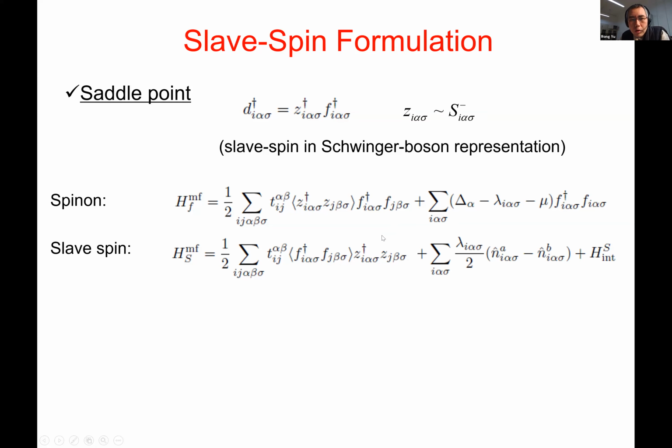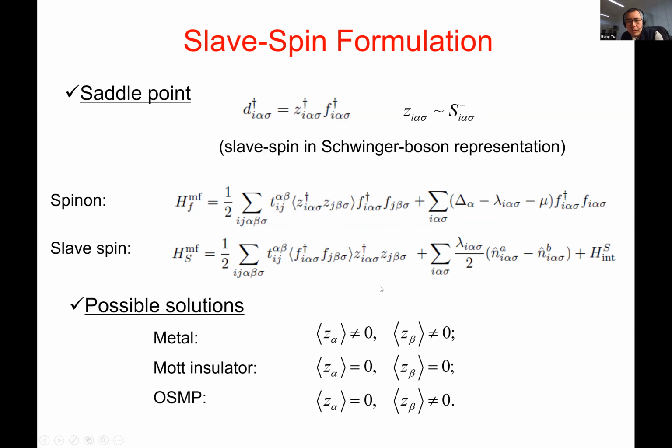And then at the saddle point level, we obtain two Hamiltonians, one for the spinon sector and the other for the slave spin sector. And we solve these two Hamiltonians self-consistently. And we can get basically three different solutions. If the quasiparticle spectral weight, the Z, is non-zero for all the orbitals, the system is in a metallic phase. And if the quasiparticle spectral weight Z is zero for all the orbitals, this is a Mott insulator. And interestingly, we also find there is a third solution, which corresponds to this orbital selective Mott phase. In this phase, for some orbitals, the quasiparticle spectral weight becomes zero, but for other orbitals, it stays non-zero.